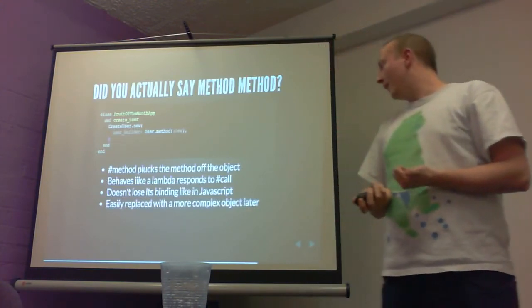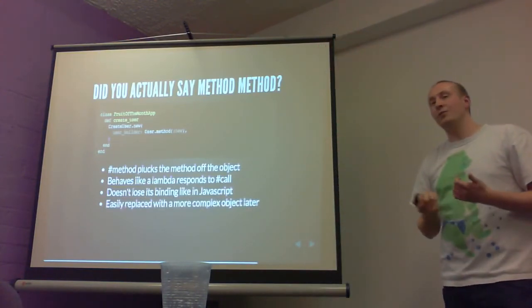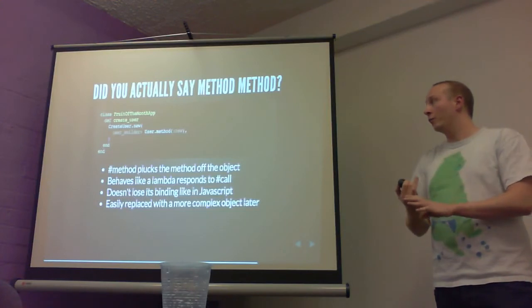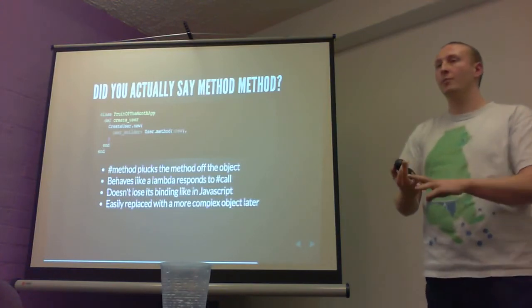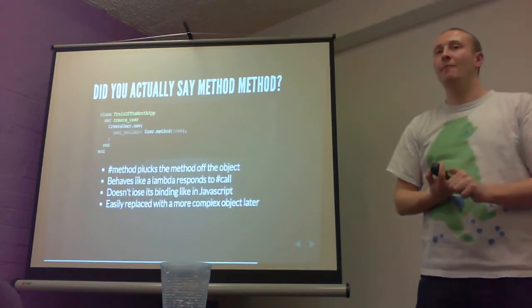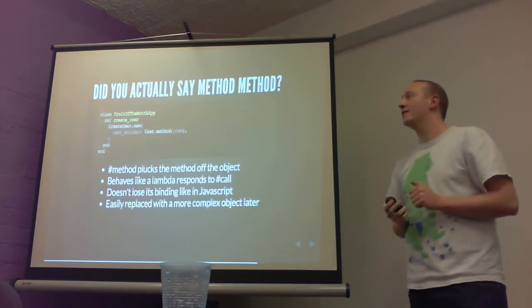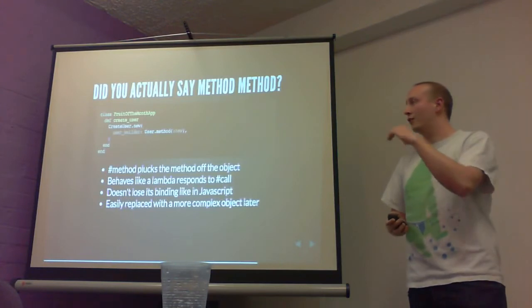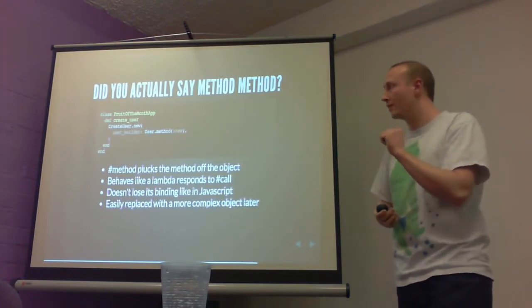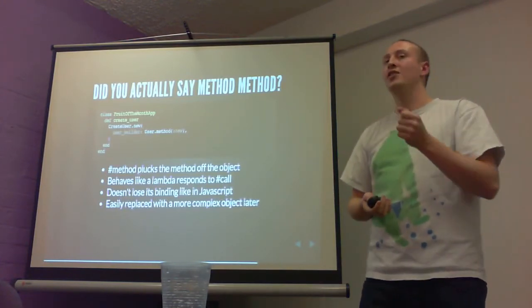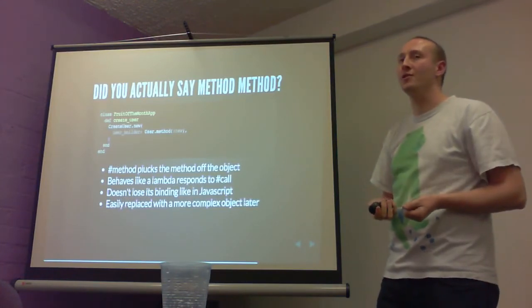And it's also easily replaced with a more complex object later. As we just saw, the call protocol is supported by procs, blocks, lambdas. So you could chuck a lambda in there. You could write a class and implement a call method and chuck that in there instead. And then the create user service that we saw before wouldn't need to change. So there you've got your open closed principle satisfied.